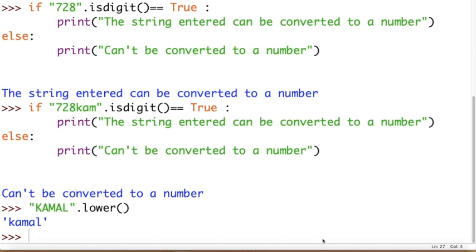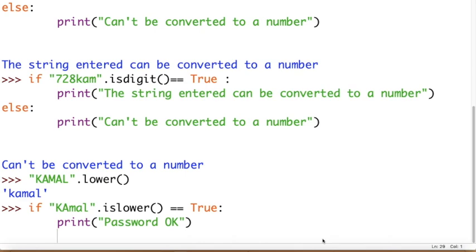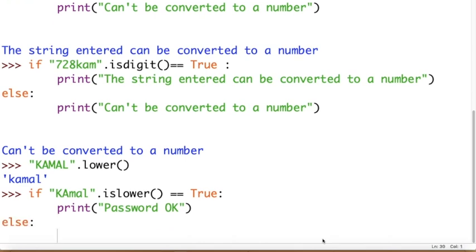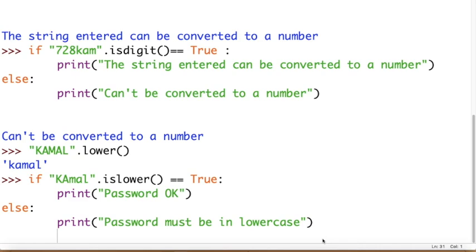So isLower is to check whether the given string is all in lowercase or not. So if I'm taking one string KAMAL, where K and A have been kept in uppercase, and then we are applying isLower equal to true. If this is true, then print password okay, or else you print password must be in lower case, isn't it? So we are restricting a password to be entered in lower case, right? So let us see what happens when we execute this code.